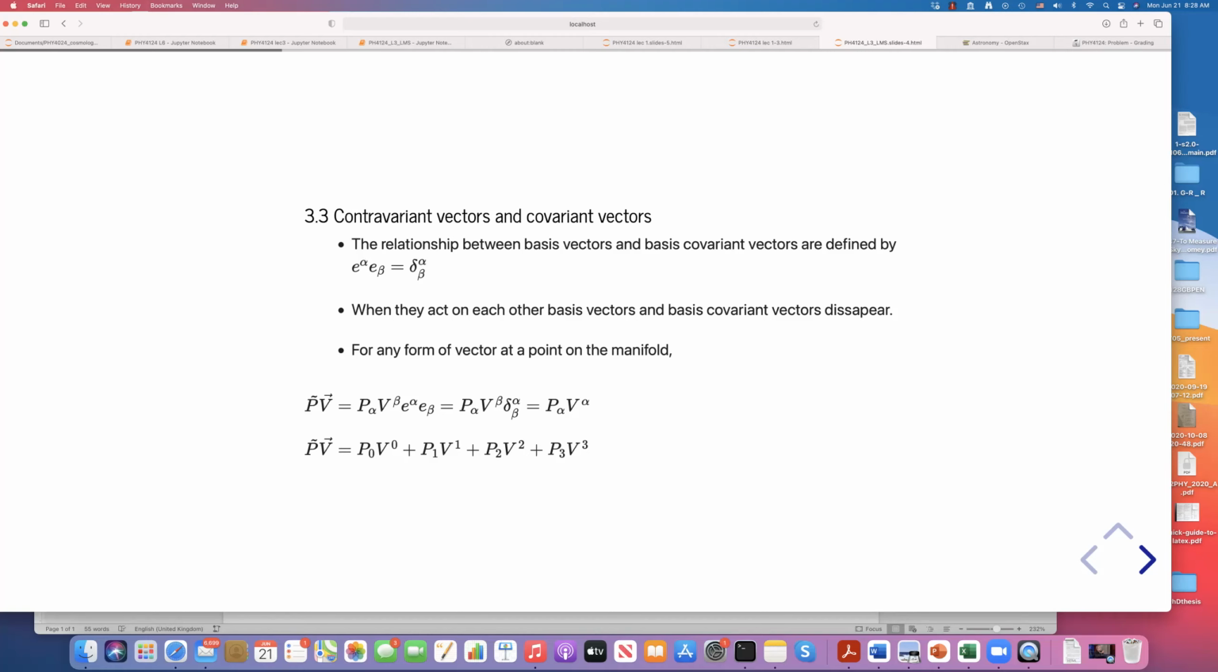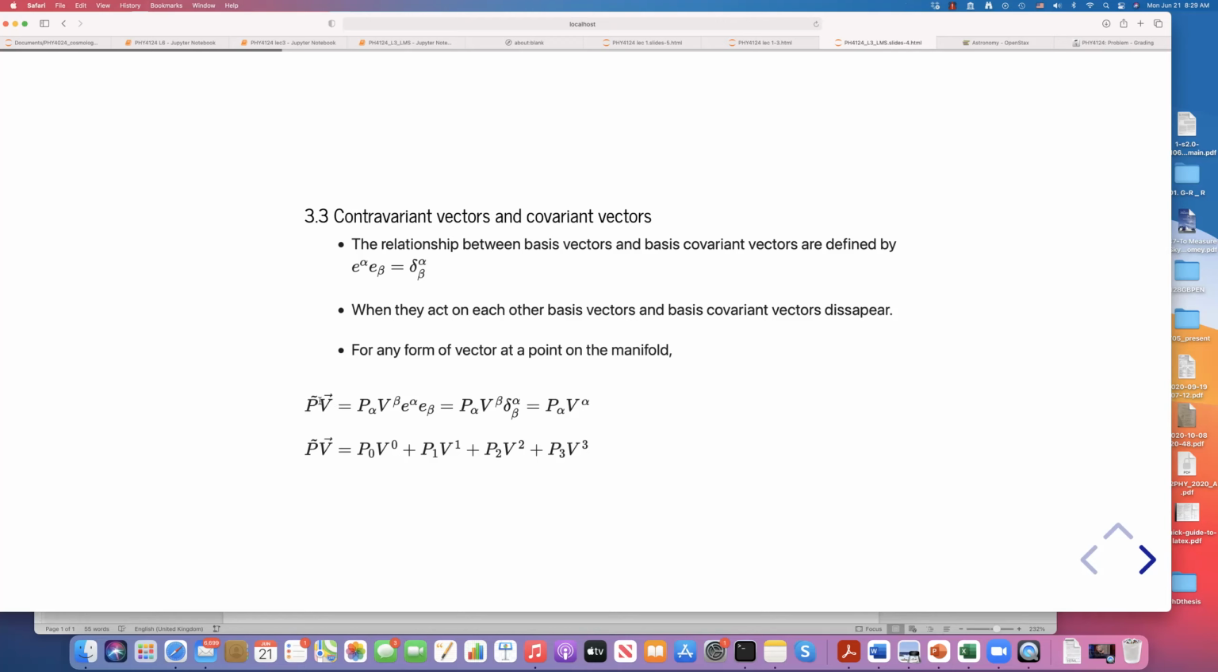And the idea is that when these contravariant vectors and covariant vectors act on each other, basis vectors and basis covariant vectors, they disappear, which means you have to have the same type. And you can use this type of information when you apply a covariant vector to a contravariant vector like this.